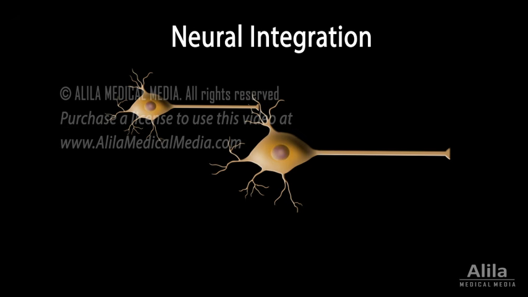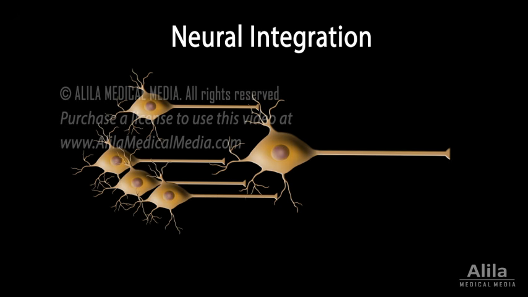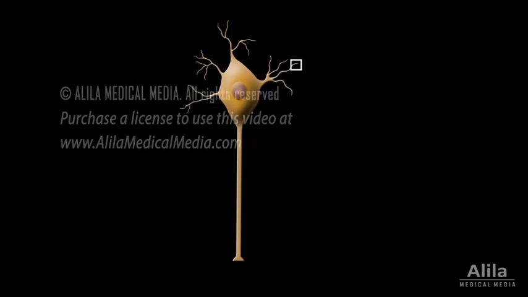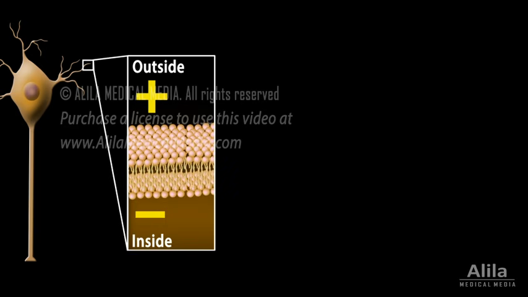A typical neuron receives not one, but many synaptic inputs at a time. Moreover, these inputs may have similar or opposing effects on the receiving neuron. Neural integration refers to the process in which a neuron integrates all input information and decides whether or not to produce action potentials. Neurons are polarized, meaning there are different electrical charges inside and outside the cell.